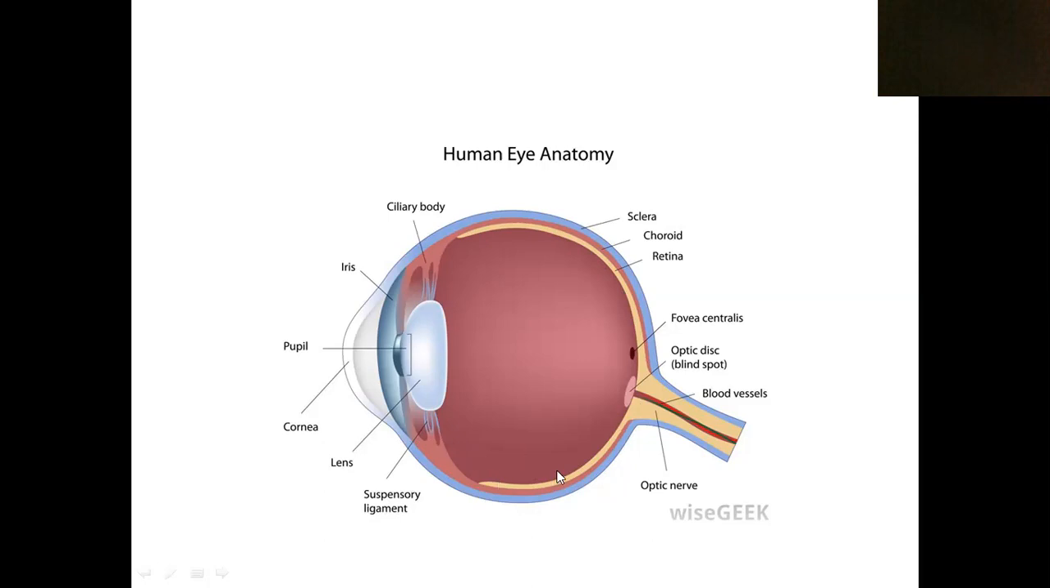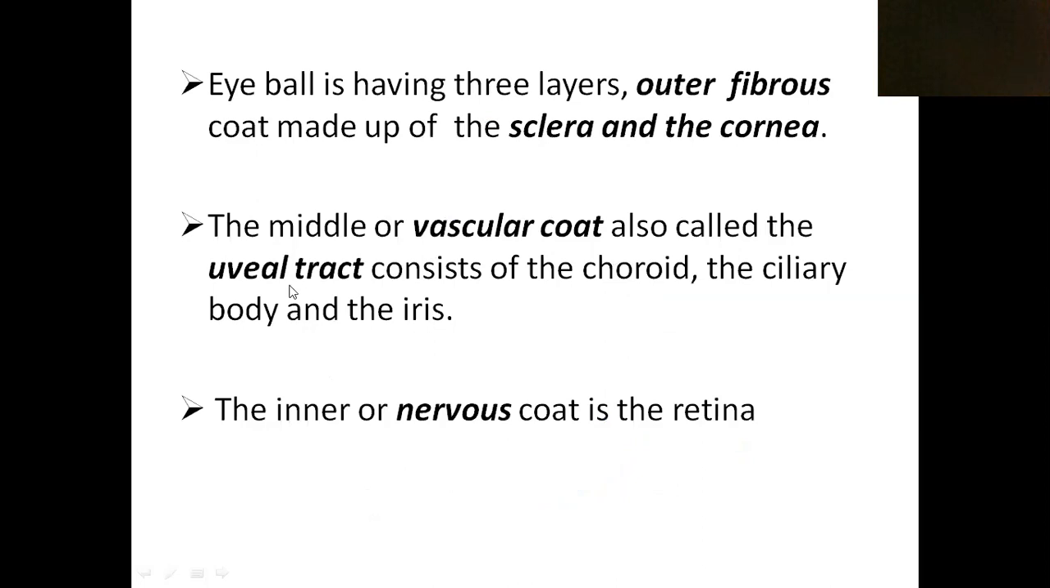Then the innermost nervous layer also has three parts. So the vascular layer is clear. It is otherwise known as the uveal tract. The middle vascular layer has one more name. It is known as the uveal tract. It has three parts: choroid, ciliary body, and iris. Then the innermost layer is the nervous layer or the retina.